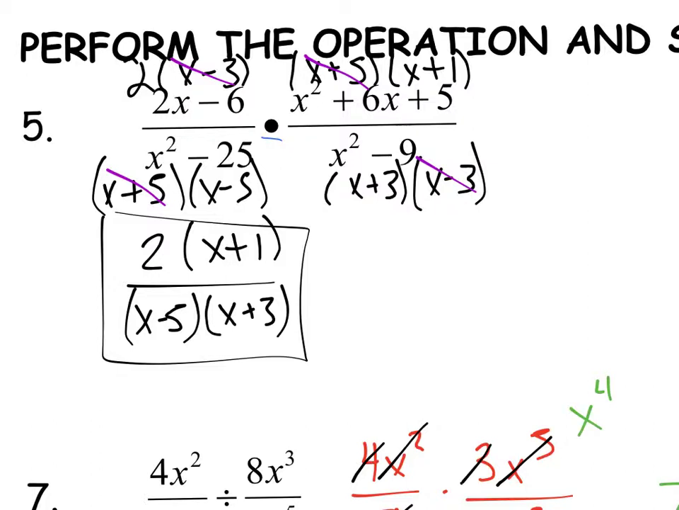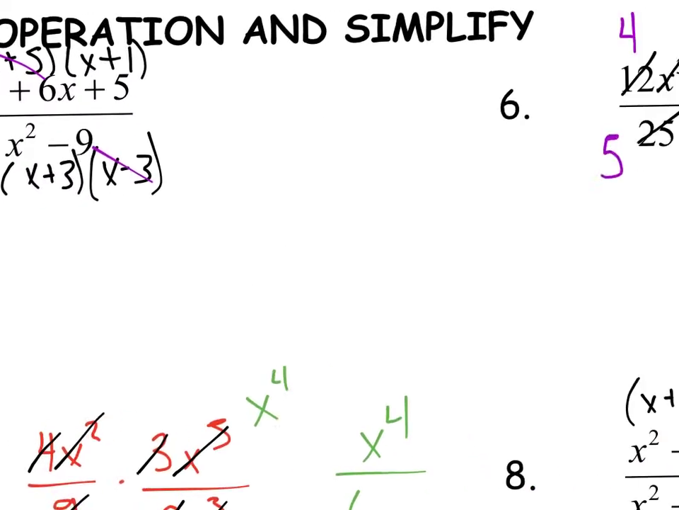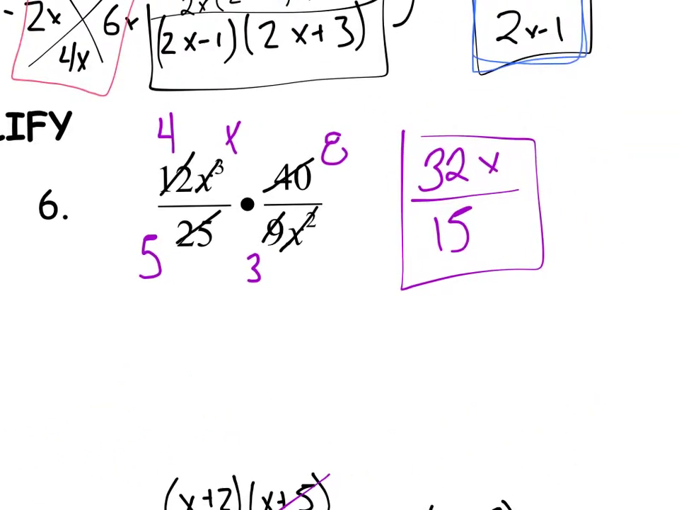I see that down here on the bottom and up here on the top, we've got an x minus 3, so those cancel. Down here on the bottom, we've got an x plus 5, and up here on the top, we've got an x plus 5. Those will also cancel. So that leaves me with a 2, an x plus 1, an x minus 5, and an x plus 3. Okay, number 6.